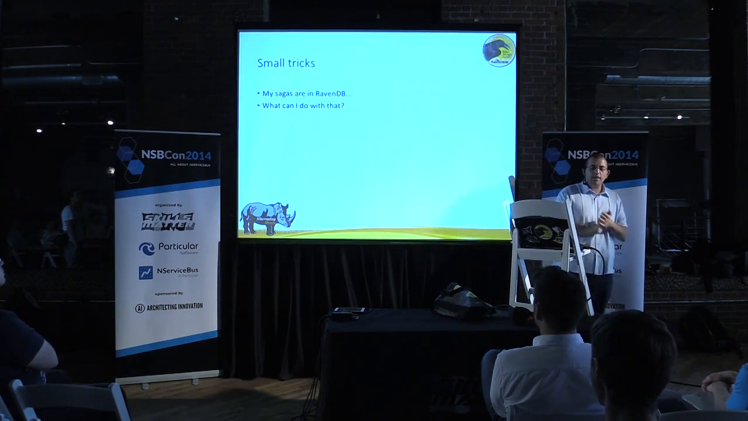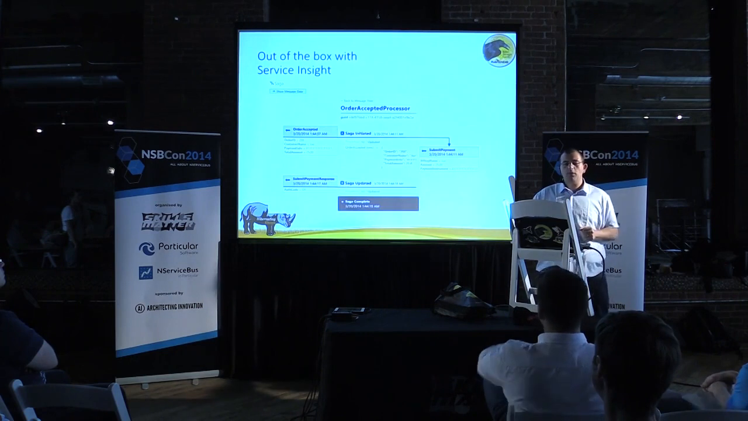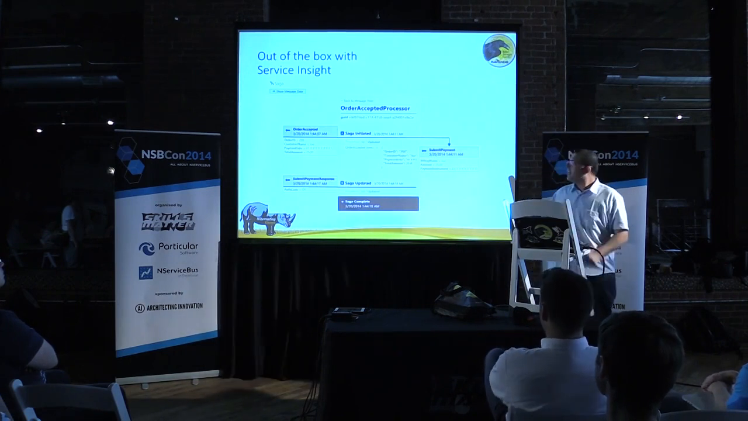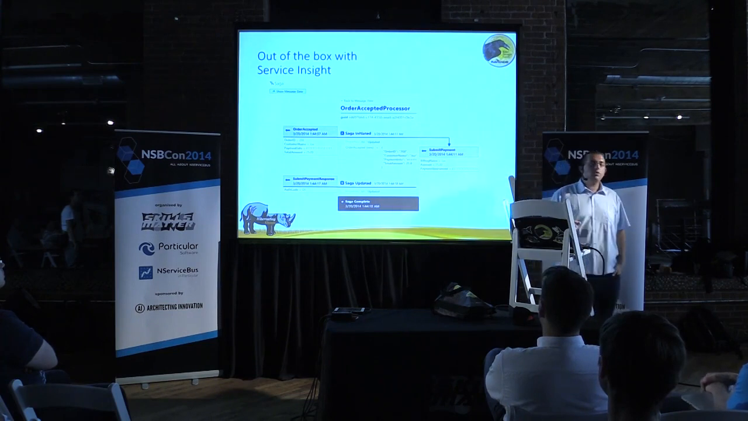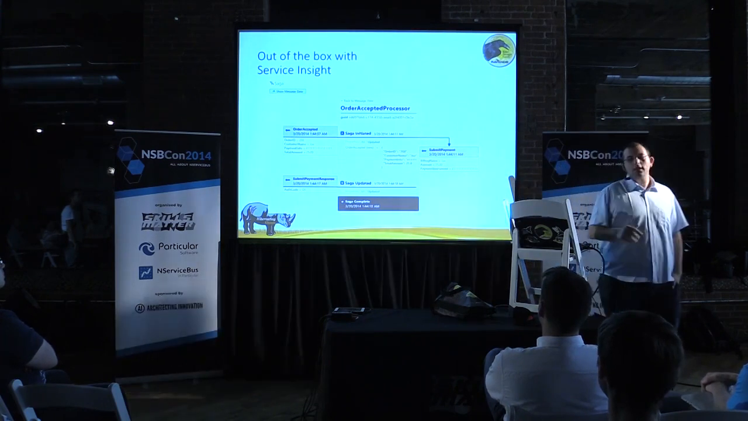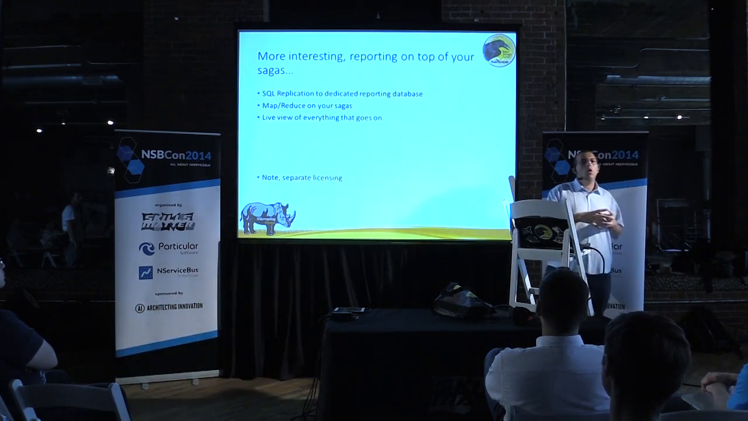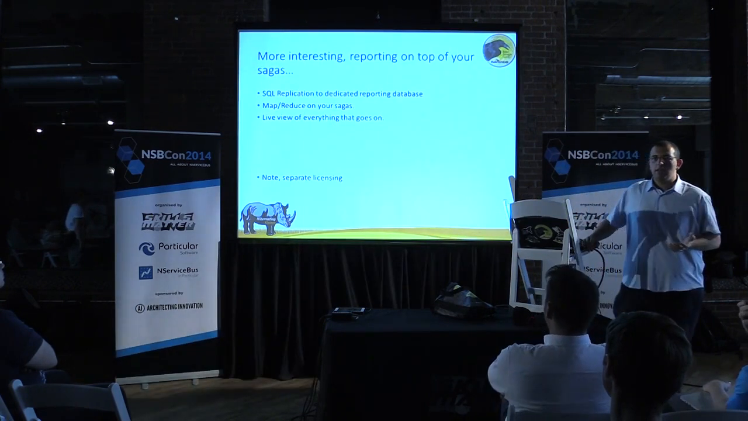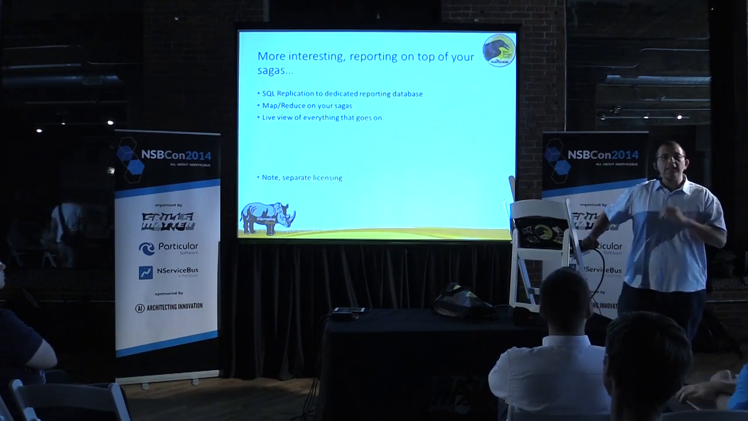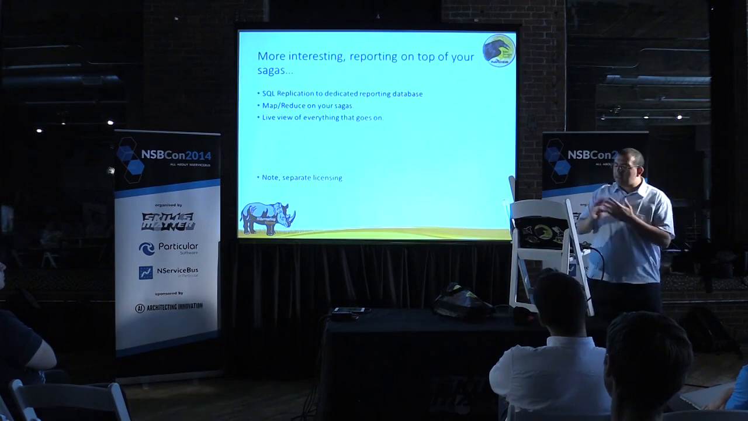Here is a very small trick, it's very nice. This is what happened with Service Insight. When you start throwing all of the data inside RavenDB, you can see how this looks here, and you can track that. But you can also start doing more interesting things directly. Think about how much state you have in your Saga, and you aren't limited to just, okay, let's look at one at a time. You can have replicated data.